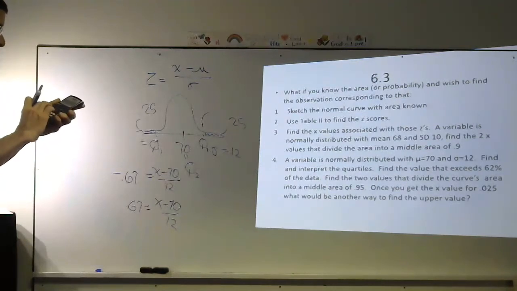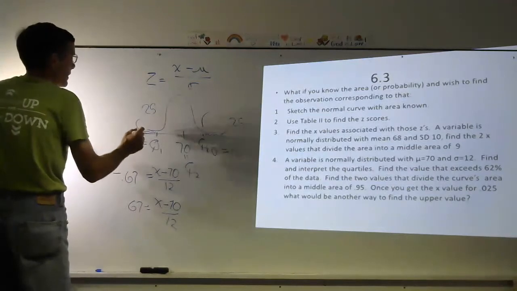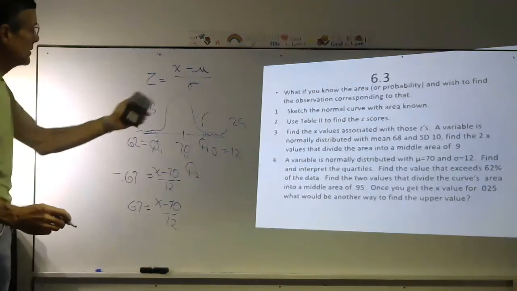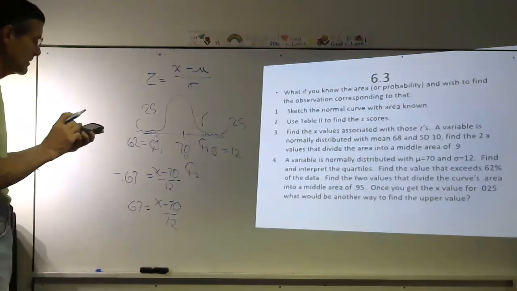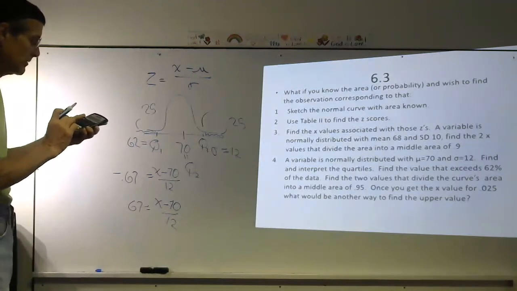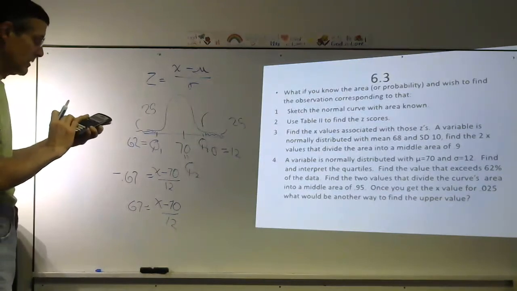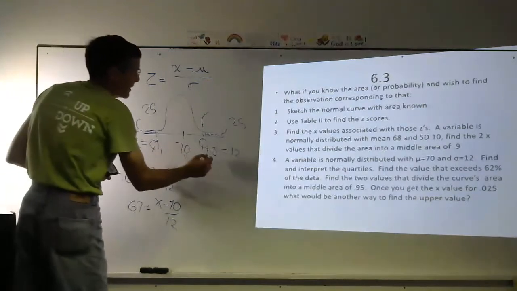Negative 0.67 times 12 plus 70 equals, and I get roughly 62. So Q1 is 62. Now on the other side, I have positive 0.67 times 12 and add 70. And I get 78.04, or roughly 78.